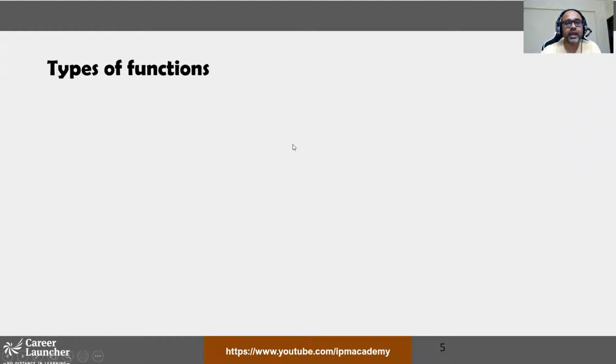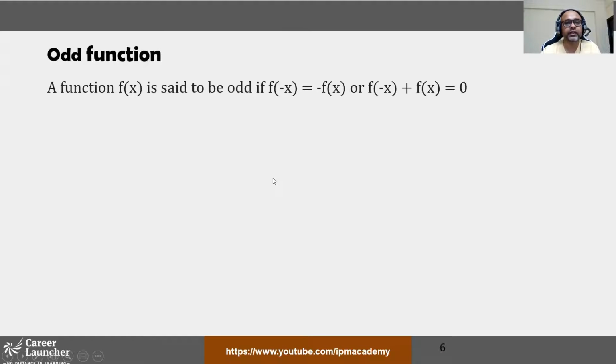Moving on, the next type of function is the odd function. Now, the definition of an odd function is somewhat like this. It says that when you add your f of x to f of minus x, the answer should be 0. F of minus x, that is negative x, plus f of x, the total should be equal to 0, and such a function is called an odd function. Or if you send this to the other side, you will get f of negative x is negative f of x. Obviously, that is also called an odd function.